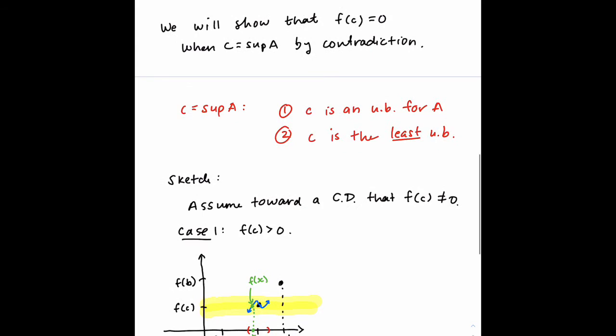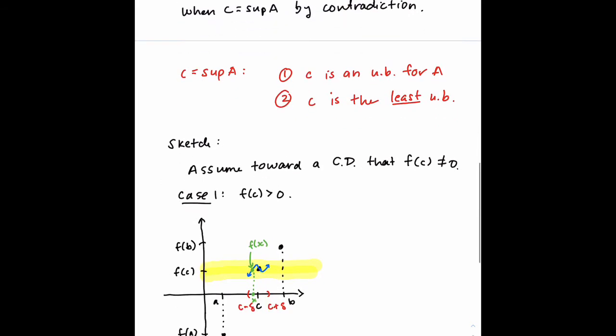So the idea that we want to use here in our argument is we want to think about why this contradicts the definition of supremum. And to see why that's true, we want to choose an epsilon neighborhood that lies entirely above the x-axis, so that all outputs of my function on this delta neighborhood are going to have to be positive numbers. That is actually going to be a contradiction to the fact that C is the least upper bound, because our argument is going to show that C minus delta, for example, is also an upper bound for A.